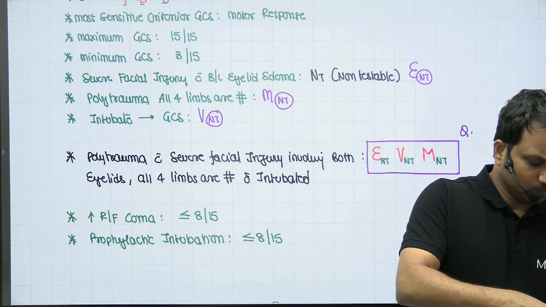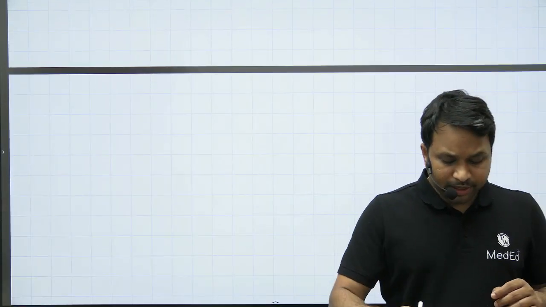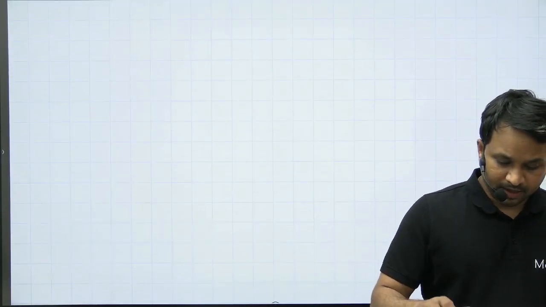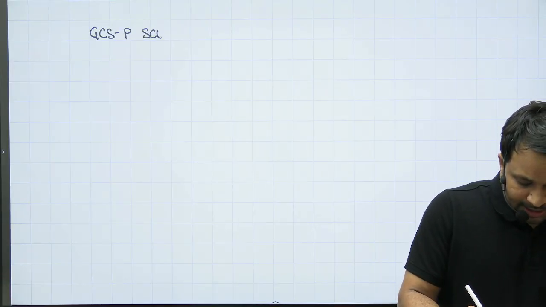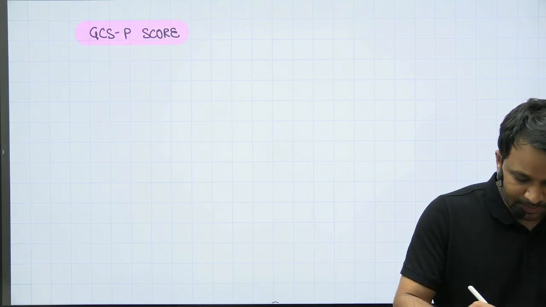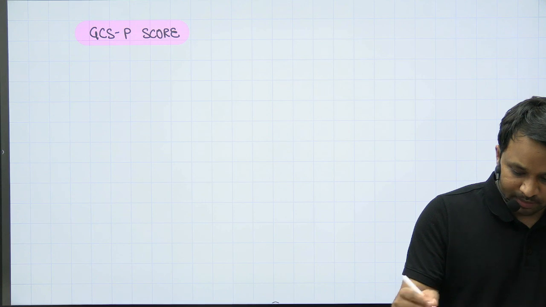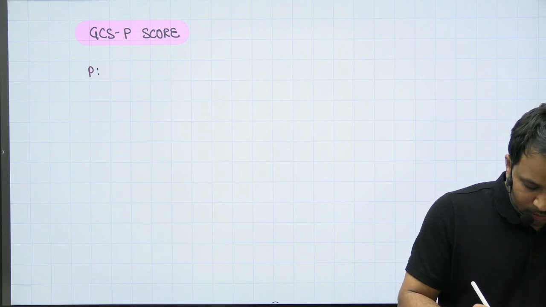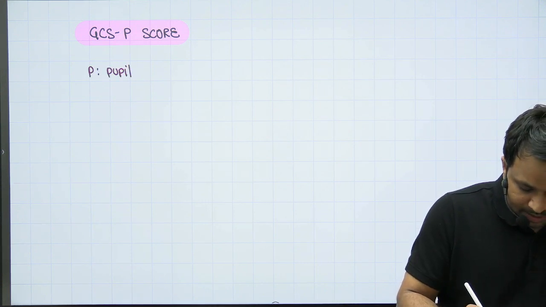Now, when you continue across in the GCS, we have something new called the GCS P score. Now, when I say GCS P score, we are looking for the pupillary assessment score. The letter P stands for the pupil assessment score.